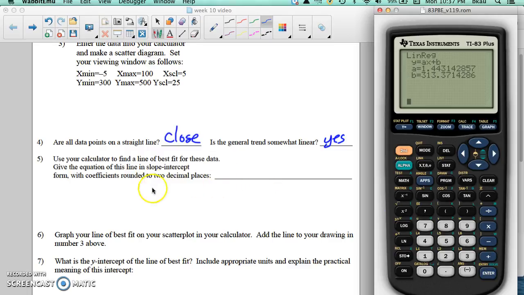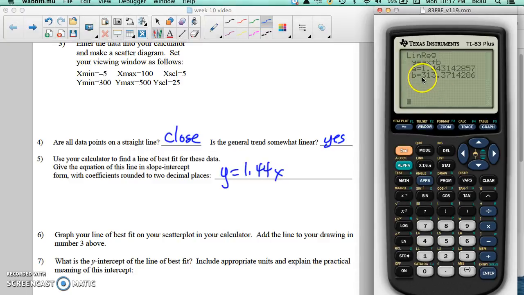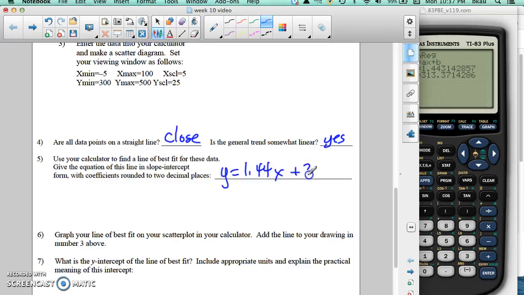It tells us the coefficients for the slope. A is 1.44 to 2 decimal places, so it's going to be Y equals 1.44 X plus, in this case, B is 313.37. That gives us the rounded values.